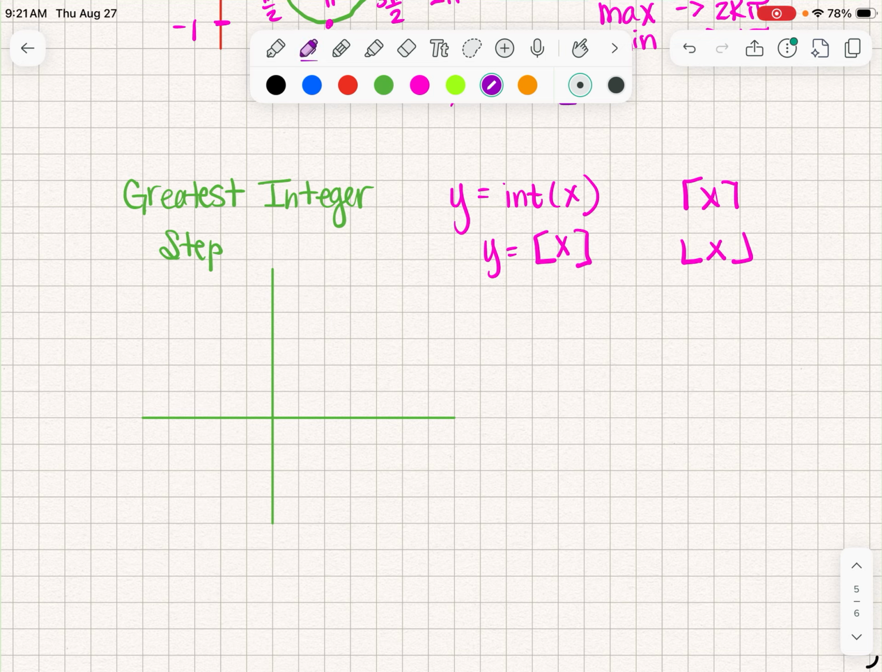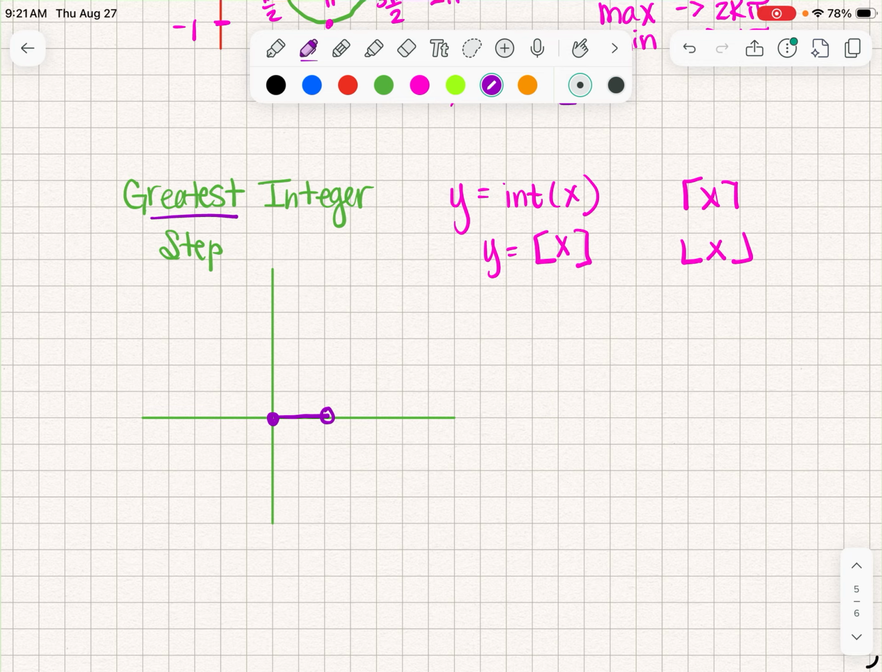Okay, so if you remember, the greatest integer is basically if I put in a rational number, you want the next biggest integer. And that's why it's called the greatest integer. So what happens is your graph ends up looking like this.